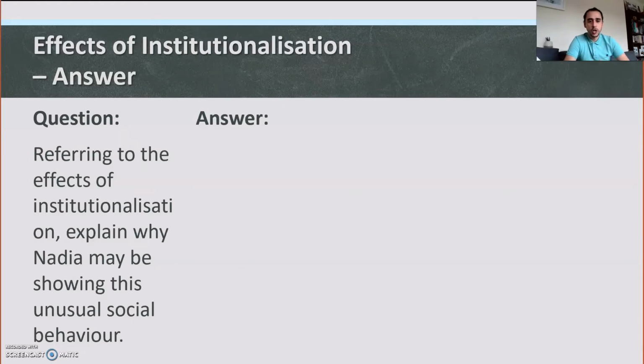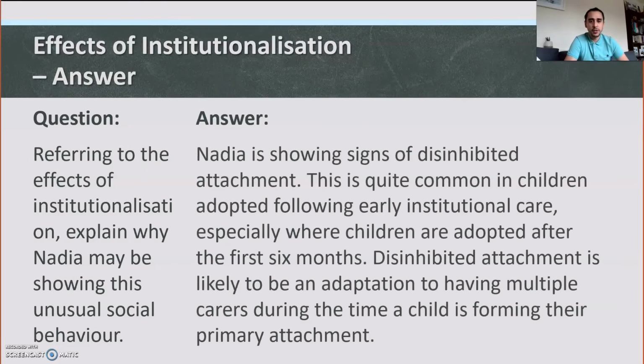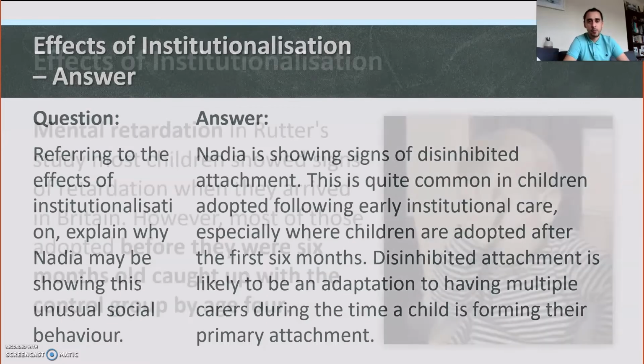Why is Nadia showing this unusual social behavior? Nadia is showing signs of a disinhibited attachment type. This is quite common in children adopted following early institutional care, especially where children are adopted after the first 6 months. Disinhibited attachment is likely to be an adaptation of having multiple carers during the time a child is forming their primary attachment.